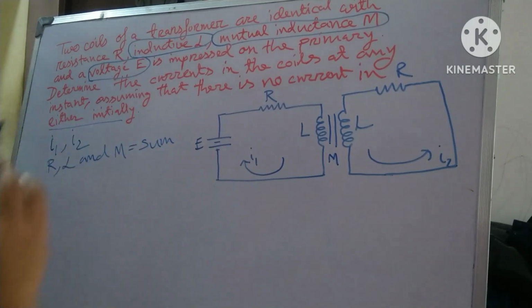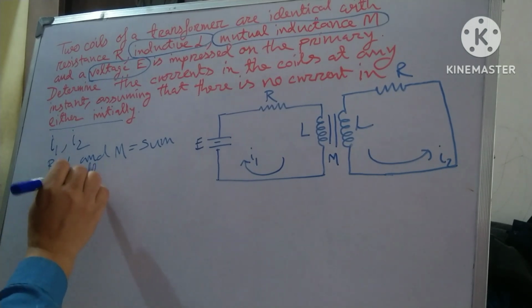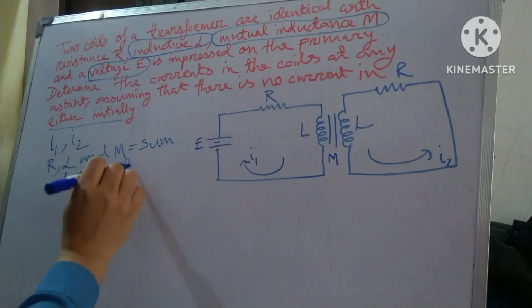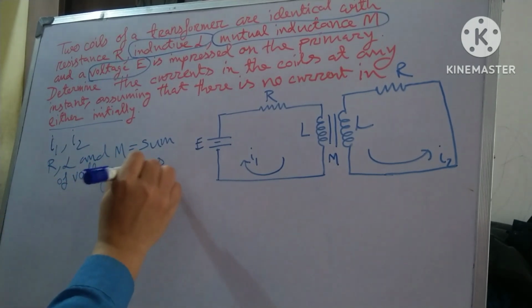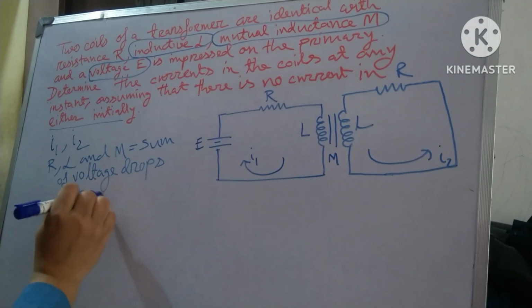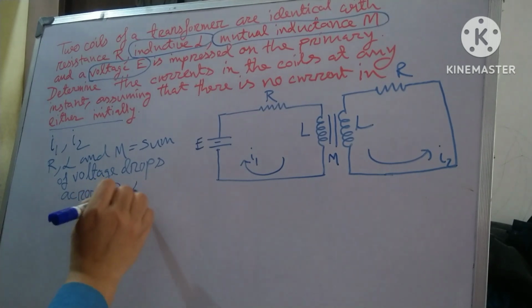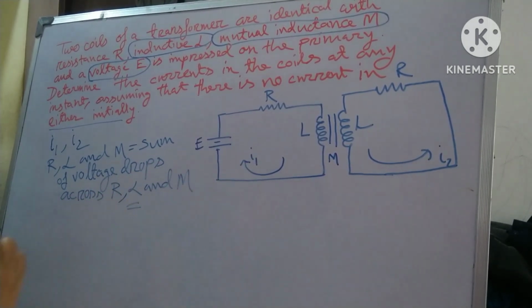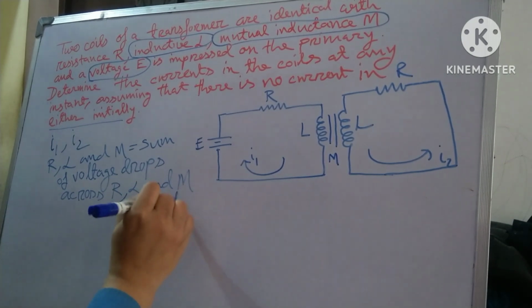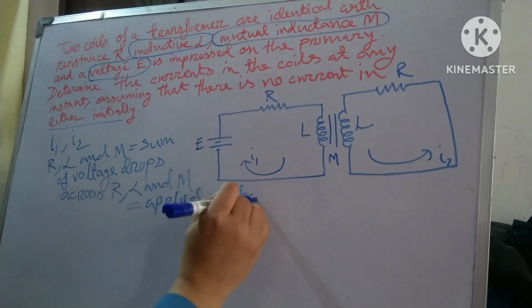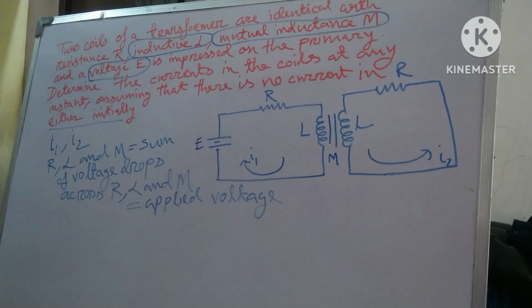So friends, what is Kirchhoff's rule? Kirchhoff's rule is that the sum of voltage drops across R, L and M equals the applied voltage. You must remember this formula. This is Kirchhoff's rule. Now I use this formula here.